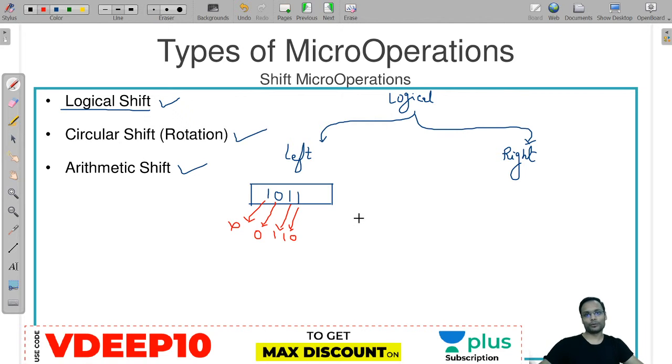Always the new bit is 0. You remember, every time you introduce a new bit, that should be 0. So after the logical left shift, this particular register will contain the output what?